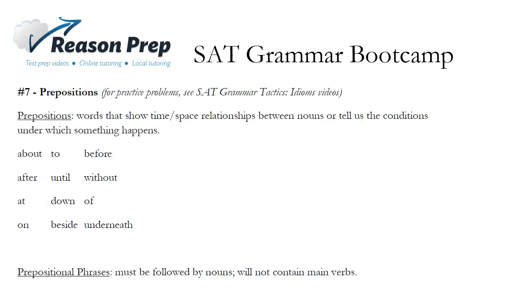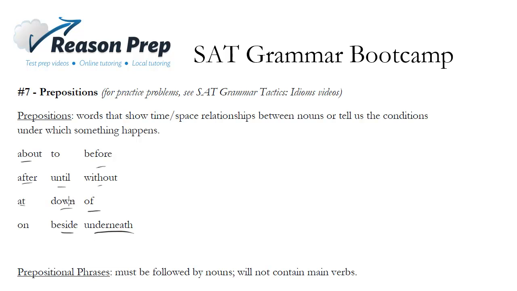Prepositions are these little tiny words that can give you a lot of information in a sentence. Basically, a preposition is a word that shows time-space relationships between nouns or tells us the conditions under which something occurs or some verb happens. So some examples of prepositions are about, after, at, on, to, until, down, beside, before, without, of, underneath, right? There are a ton more.